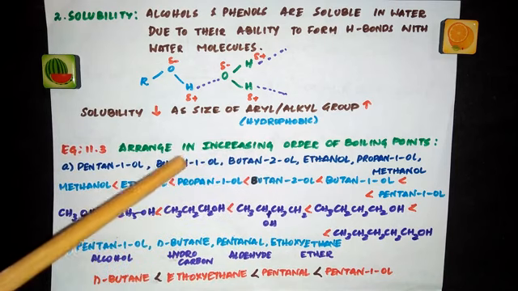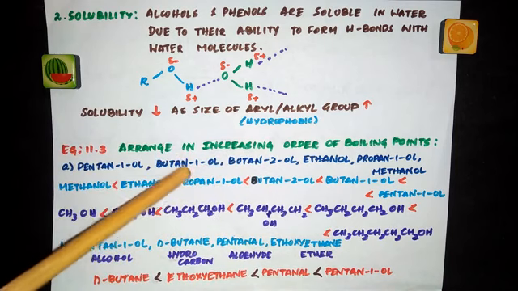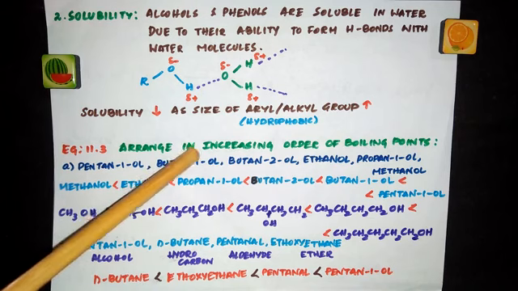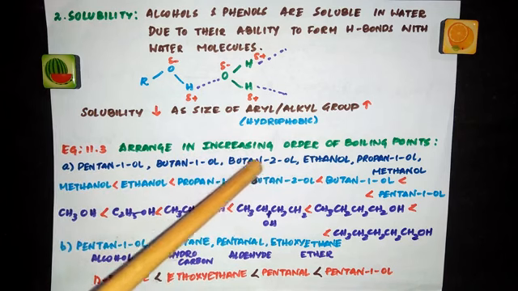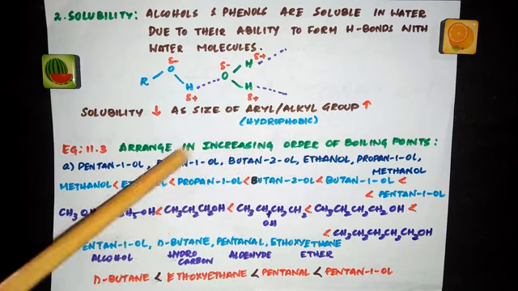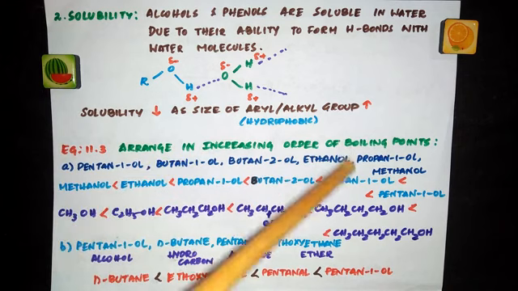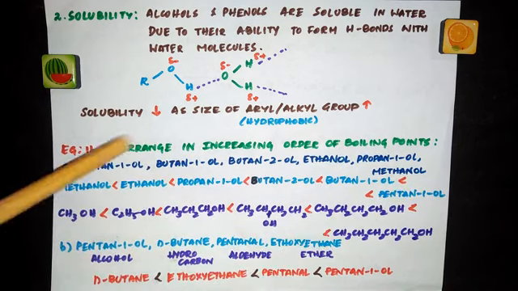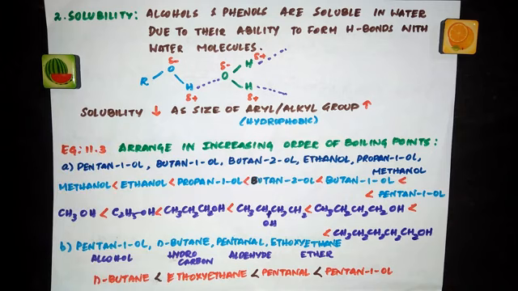We have 2 butanols here which are isomeric, butan-1-ol and butan-2-ol. Now look at the branching. As the branching increases, the boiling point decreases. Between butan-1-ol and butan-2-ol, branching will be more in butan-2-ol because butan-1-ol is a straight chain. So butan-2-ol has a lower boiling point than butan-1-ol. So write butan-2-ol, then comes butan-1-ol, and finally pentan-1-ol with 5 carbon atoms. So this is the increasing order of the boiling points of these alcohols.